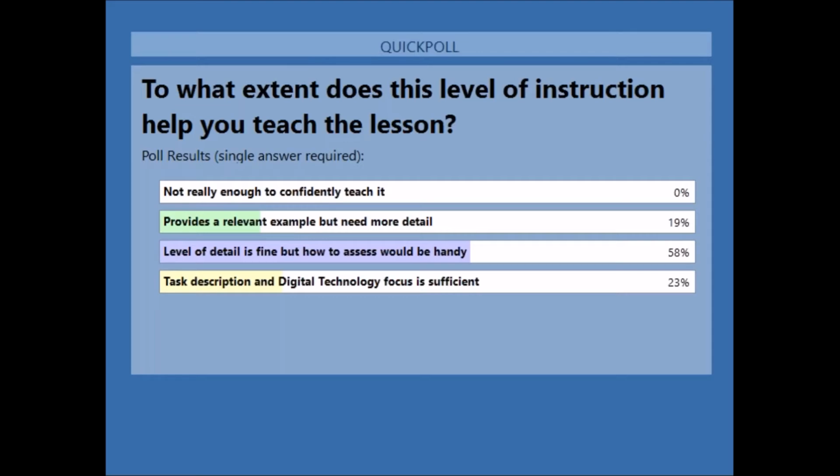So some think that it's a relevant example, we need more detail. Level of detail is fine, but how to assess is handy, so we might talk about that in a minute, Anna. And also the task and description is sufficient, 23% that. So we know that there's going to be a lot of people with various backgrounds, so we're trying to cater for various ranges of backgrounds, aren't we, Anna? So that's handy for us to know, though.